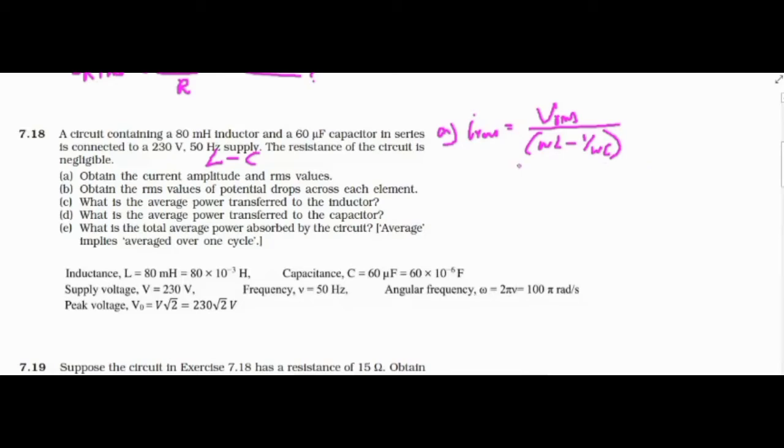And once you get the value of IRMS, find the value of IRMS. When you get the value of IRMS, next you can calculate IM also. That is also asked in the question. IM is equal to root 2 IRMS.